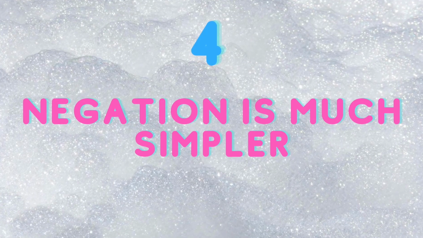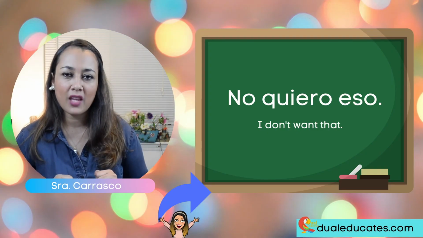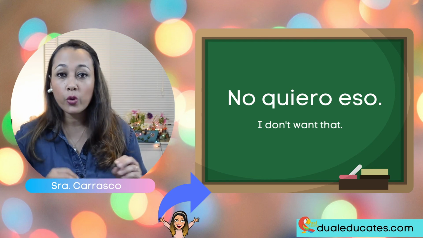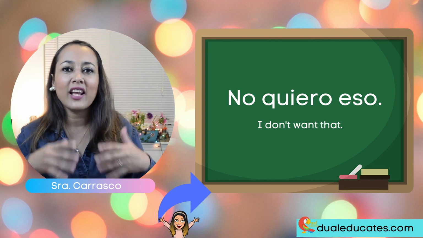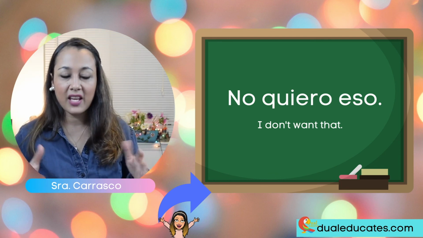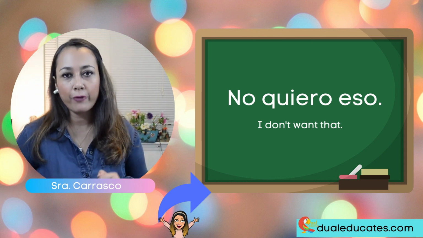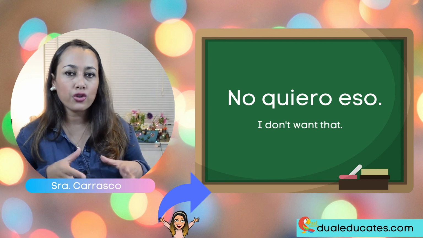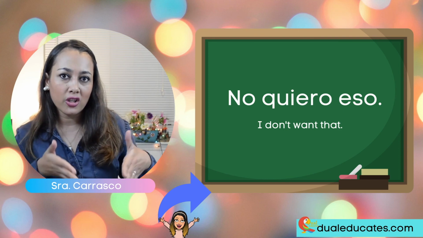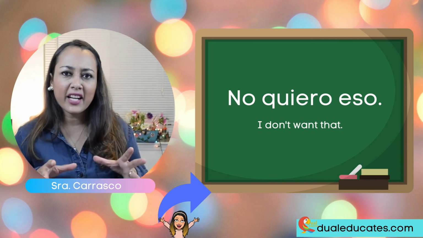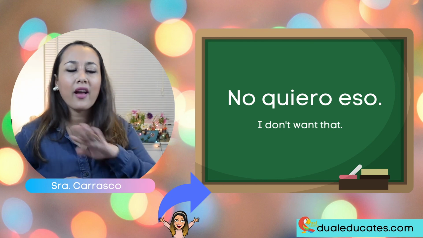Number 4. Negation is much simpler in Spanish. With only adding the word no before any verb, you are negating a sentence. In this example, we have here, no quiero eso. Quiero is the verb to want. I don't want this. That's the whole sentence in English. But in Spanish, you only have to use the word no before any verb.